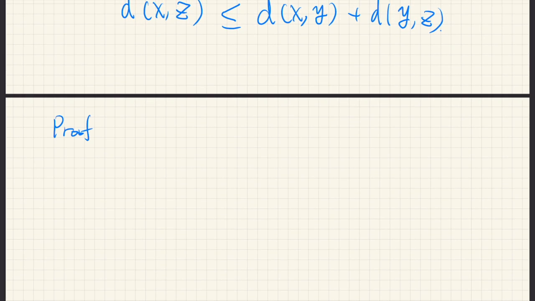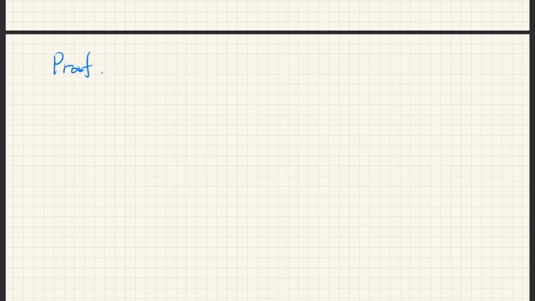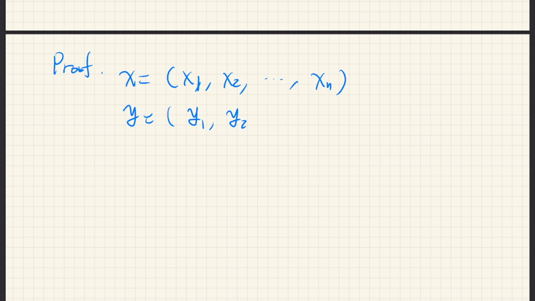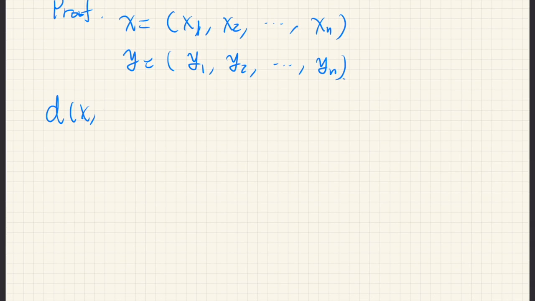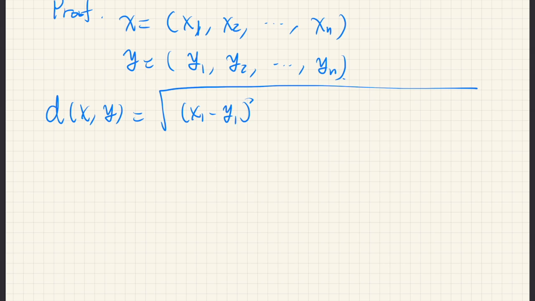Okay, now let's prove this. The first two are actually trivial, because of, let's look at the definition of the distance again. Let's say we have x = (x1, x2, ..., xn) and y = (y1, y2, ..., yn). The definition of the distance between these two points was this: the square root of (x1 minus y1) squared, plus (x2 minus y2) squared, and so on, plus (xn minus yn) squared.